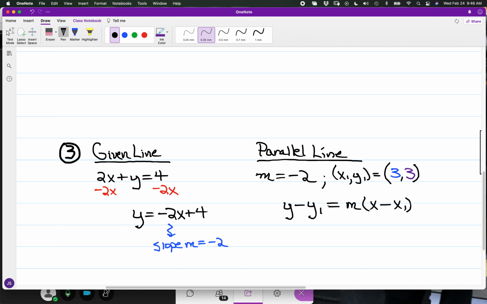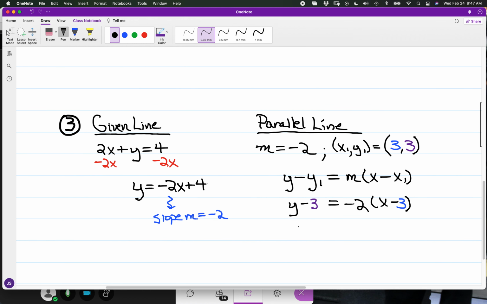So for y minus y1, that is going to be y minus 3. So we're talking about this 3. And that is equal to the slope m, which we have at -2, times the quantity x minus 3, and I'm referring to the x value from this point. So this part is the point-slope equation.